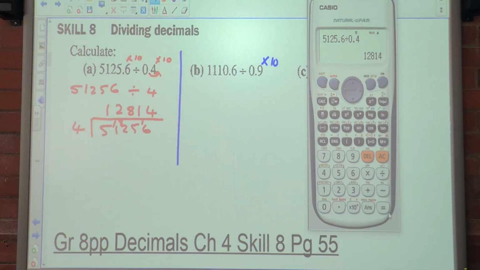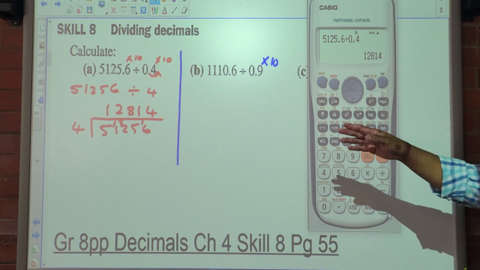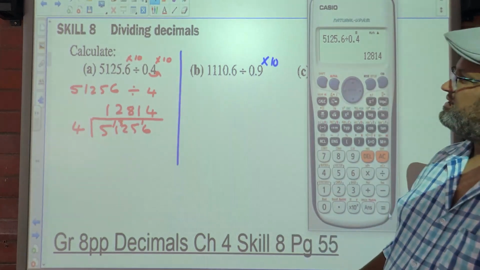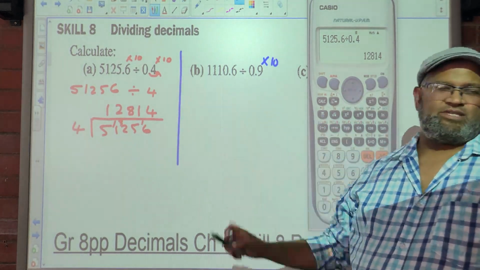12,840. No comma. Yes? Why don't you add a comma? Because we have accommodated for that comma already. But if I multiply the numerator by 10 or the divisor by 10, the quotient must also be multiplied by 10. So I have to times that. Yes. Because if you're going to work with a decimal, you're going to mess the sum up, definitely.